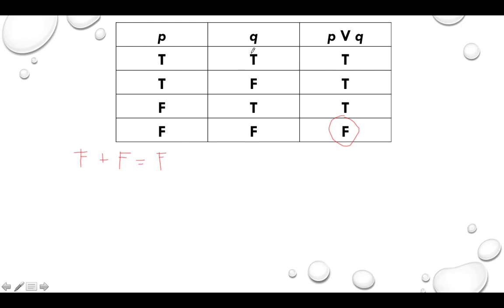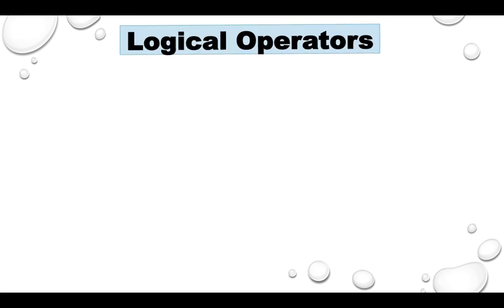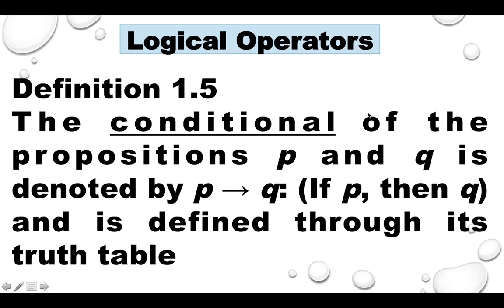So, once na meron siyang true, kahit isa lang, either sa hypothesis or conclusion, siya ay true. Ang ating sagot ay true. Pero, kapag dalawang false, false ang ating answer. So, propositions P and Q are called disjuncts. The above two tables show us that the disjunction P disjunct Q is false only when both disjuncts P and Q are false.